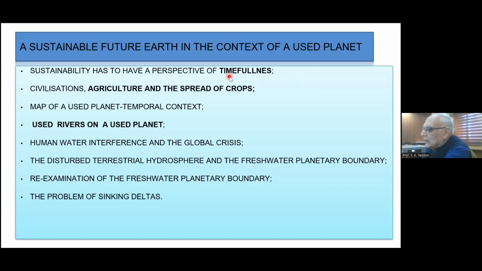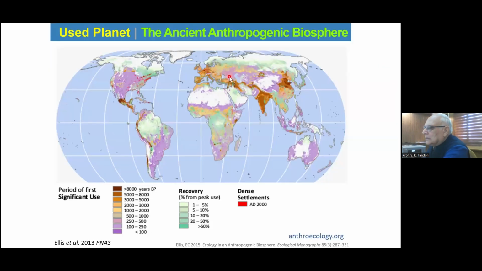Civilizations, agriculture, and the spread of crops. This is one thing that has happened. So you have maps of the planet showing which part of the planet has been used for how long, and which river has been used for how long. What is the level of human water interference and the global crisis of water? How much is the terrestrial hydrosphere disturbed? And so on. So I will largely focus on water now.